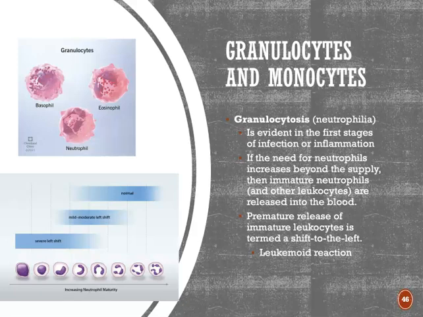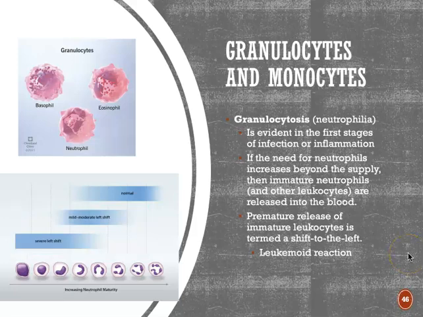But what happens when the body can't keep up with the demand? Then we're going to start releasing immature neutrophils into circulation, which is a process known as shift to the left. This can be seen in severe infections or inflammatory conditions, and in extreme cases, an excessive and rapid increase in our white blood cells can mimic leukemia, and that is called a leukemoid reaction.